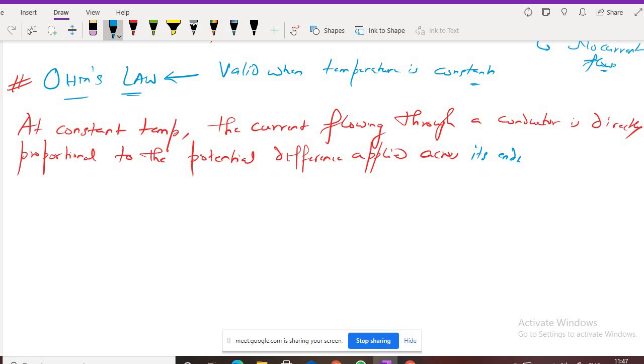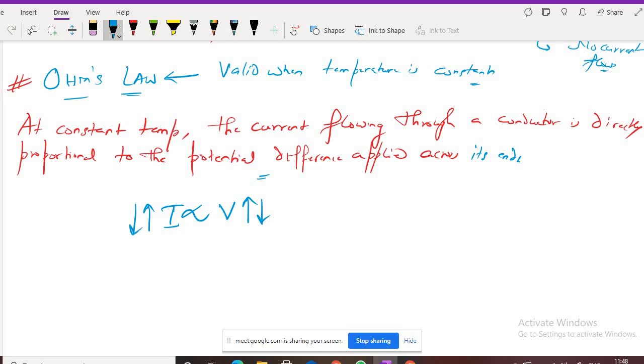Just before, I told you that current flows due to the potential difference. Now you can see what Ohm's law has said: the current flowing through a conductor will flow when potential difference exists, and the amount of current is directly proportional to the potential difference. That is, I is proportional to V. If you increase the potential difference, current will also increase. If you decrease the potential difference, current will also decrease.